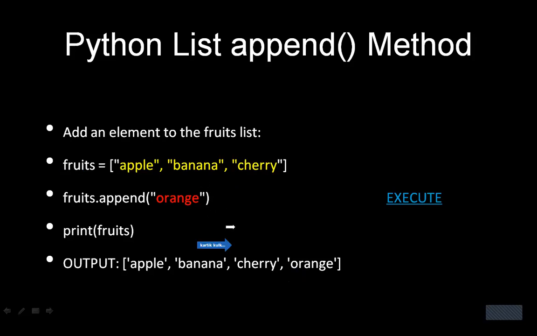So in general, what do we mean by append? Append is nothing but adding an element to the list. How can we add an element into the list? With the help of the syntax: the list name dot append method name, and in brackets we specify the value.